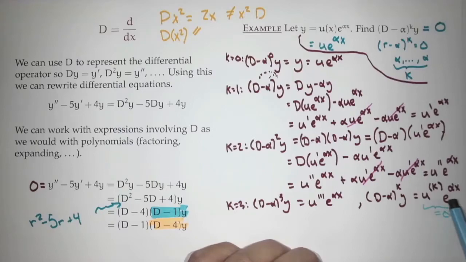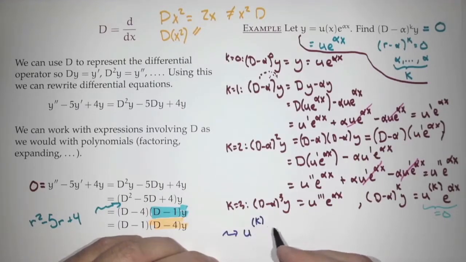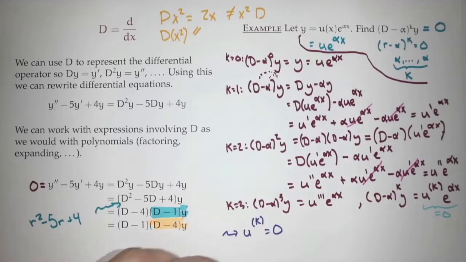Well, can e to the alpha x be the part that gives us 0? No. So what has to be 0? Yeah, so that says, hey, I have some functions such that when I take the kth derivative, I get 0 out. All right, so what kind of function, when you take lots of derivatives, ends up being 0? Like just in general, what kind of function after you take enough derivatives becomes 0? Polynomials. That's the nice thing about polynomials. You take enough derivatives of a polynomial, you get to 0.